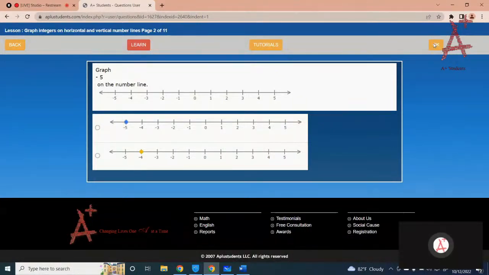Okay, graph -5 on the number line. So which one is the graph that represents -5? The first one or the second one? The first one. See, the first one represents -5 and the second one represents -4. So we need to look for the graph that represents -5. So the first one is the correct one.